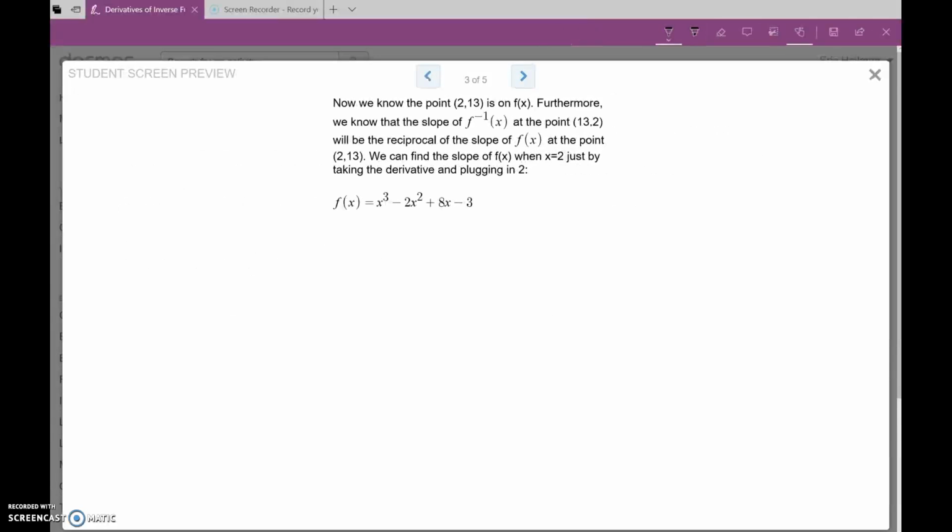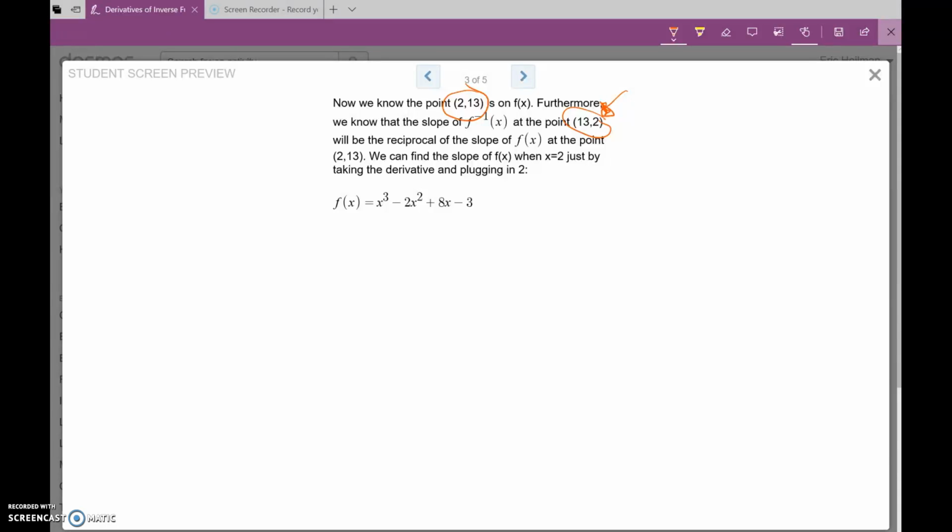Okay, so now we know that the point (2, 13) is on f(x). Remember, we are trying to find the derivative of f inverse at the point (13, 2). So the point (2, 13) is on f(x), the point (13, 2) is on f inverse of x. And this is the point where we are trying to find the slope of the inverse of f.